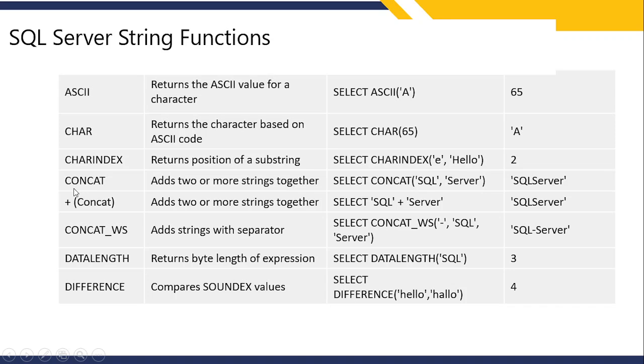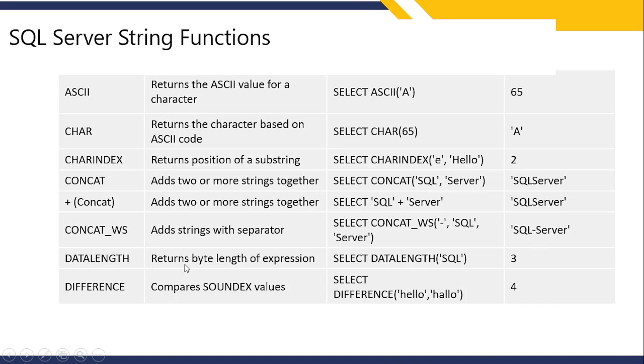CONCAT helps to join 2 or more strings. So CONCAT, passing the arguments as whatever are the strings that are to be joined together, will give me the joined string. Then plus can also be used for concatenation like this, or otherwise there is CONCAT_WS, where WS stands for with separator. So now here I pass the separator first and then the strings that I want, and the strings are not just joined and rather the hyphen is also included.